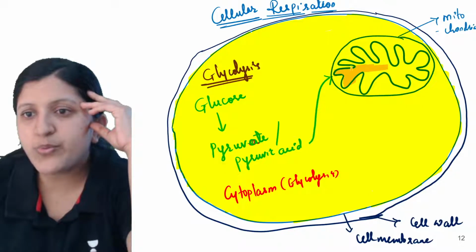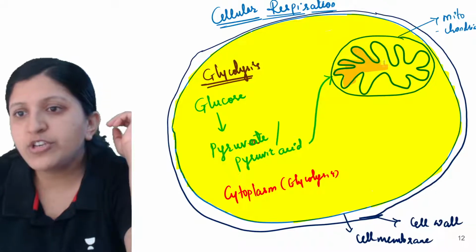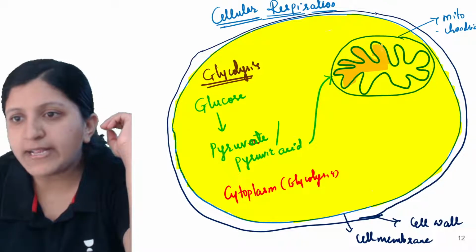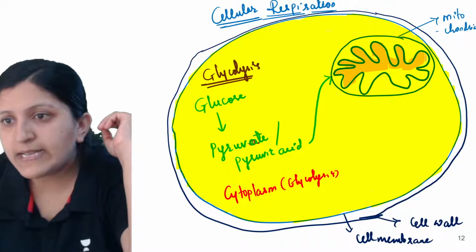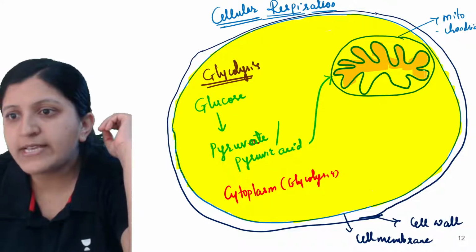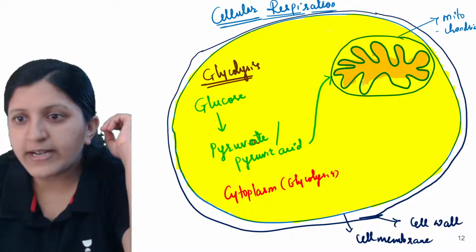So what will be there in the matrix? When we mention the matrix, the reaction occurs here, and that is the Krebs cycle. You can see in the mitochondria, inside this matrix, there is a Krebs cycle occurring. I'll just draw this one. So that is the Krebs cycle.